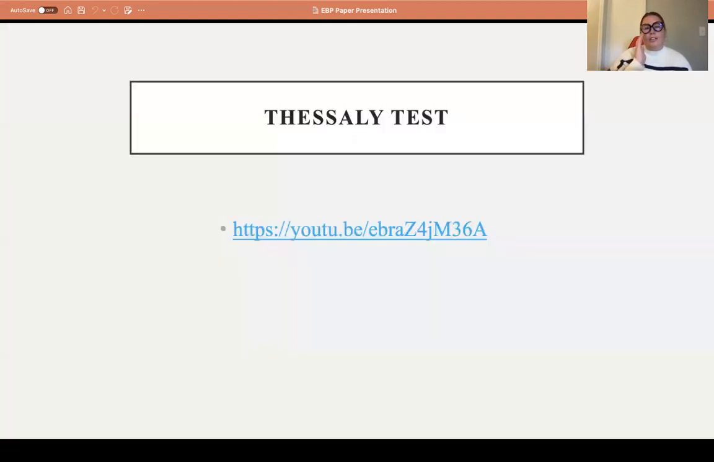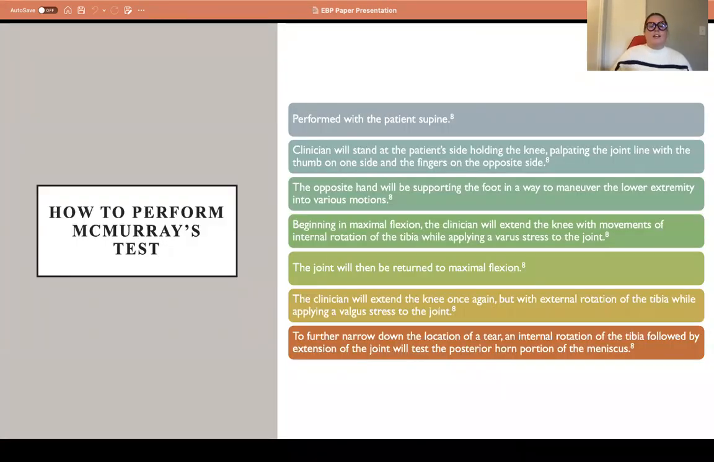And I've included a link to see a Thessaly test performed here. This is also the same link that I showed to the athletic trainers at UAB to have them perform the test on their athletes.